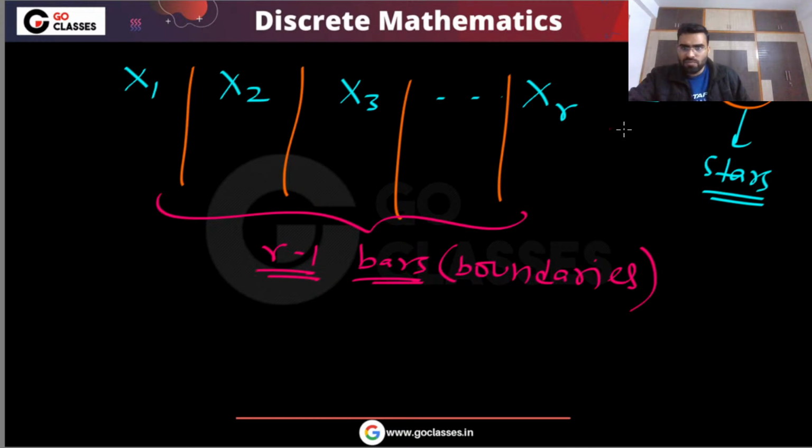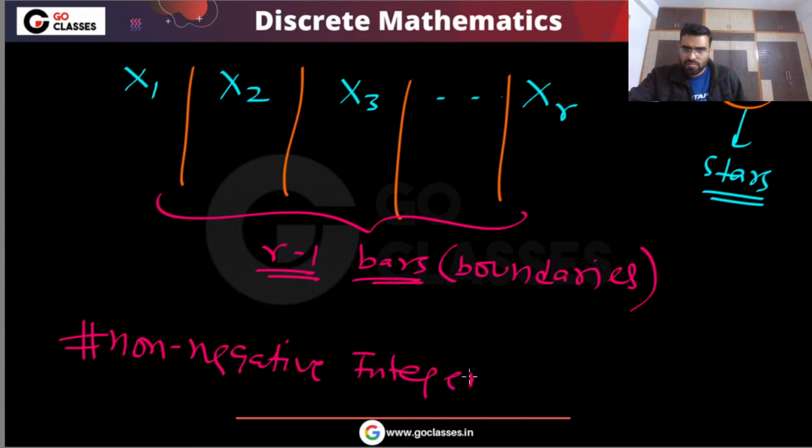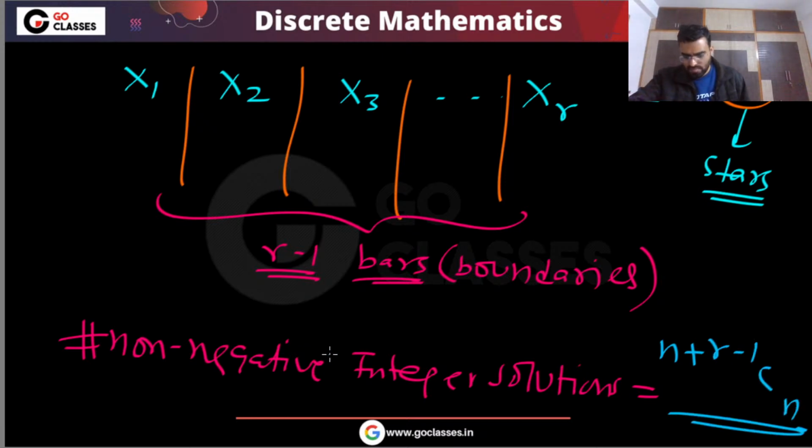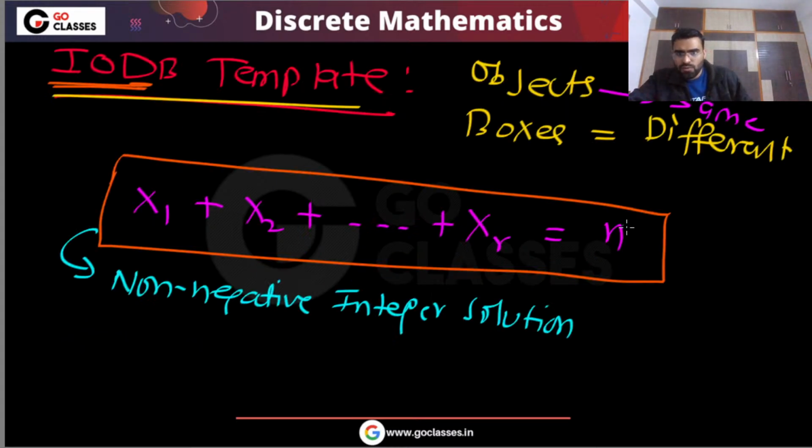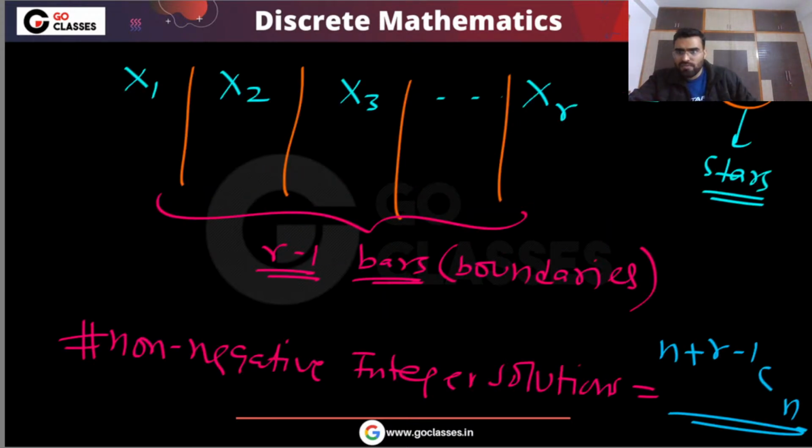So if you have this type of equation, the number of non-negative integer solutions will be what? This is now the star bar problem: n stars and r minus 1 bars. So this will be your answer. Is this clear to everyone? Remember, this is the template, very simple. At any point, if you can write this equation and have to find the solution, you can very simply find it. These are the n stars and r minus 1 boundaries, or bars.